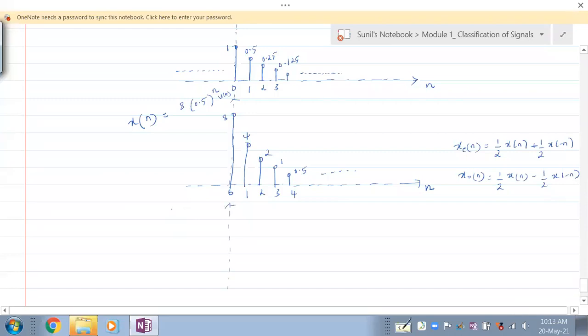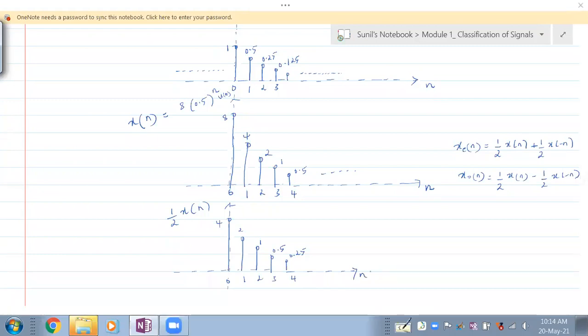Yeah, so let's have half x of n. So how is that going to look like? Everybody sketch that. We'll have 4 here at 0. Then we have 2 at 1, 1 at 2, then 0.5 at 3, then 0.25 at 4. This is the signal.